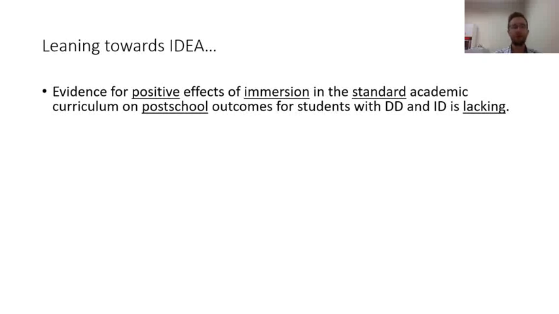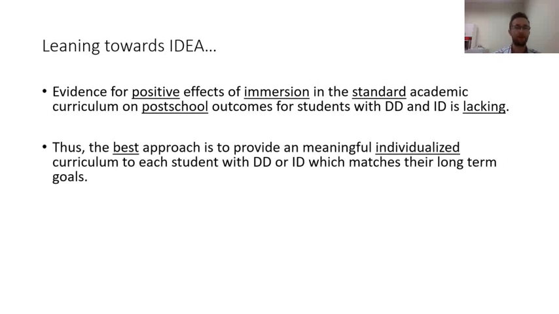in the standard academic curriculum on post-school outcomes for students with DD and ID is lacking. So, in other words, types of post-school outcomes are individuals being able to go to college, get a job, or live independently. So what they're saying is there's a lack of evidence that suggests immersion in the standard academic curriculum for students with autism, other developmental disabilities, intellectual disabilities, do well with post-school outcomes.